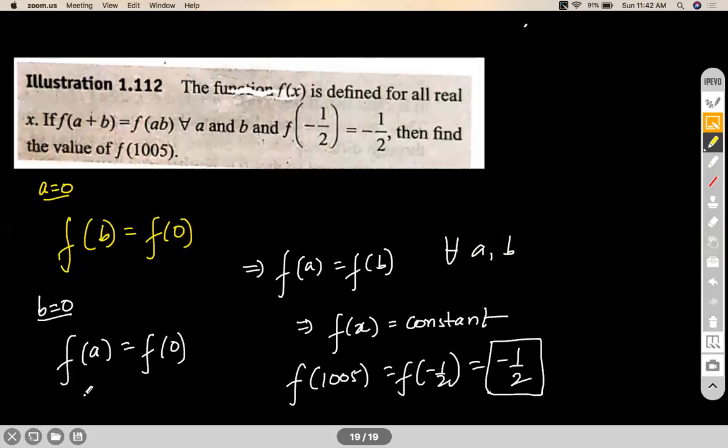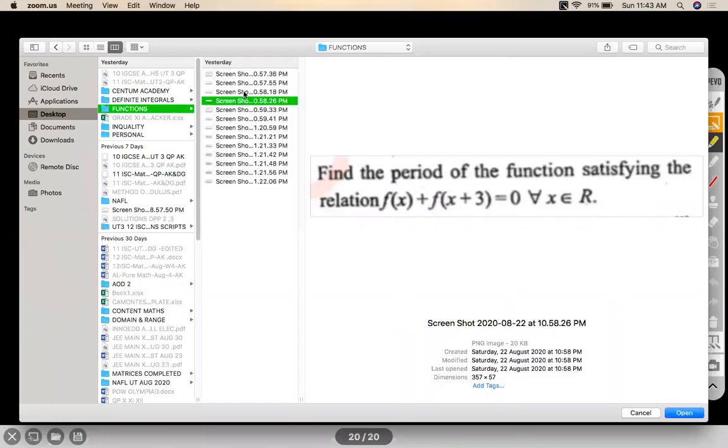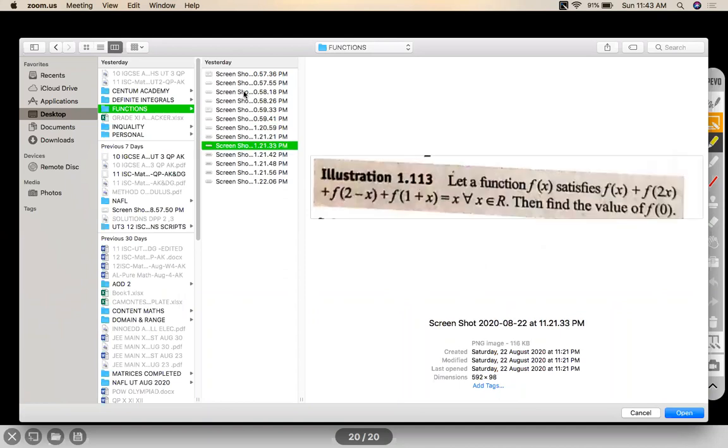Is that fine? Can I move on to the next question? Any question that you would like to ask? I'm just giving you an exposure. It's not like I can take all the different types of functional equation questions. I'm just giving you an exposure to how to deal with such situations.